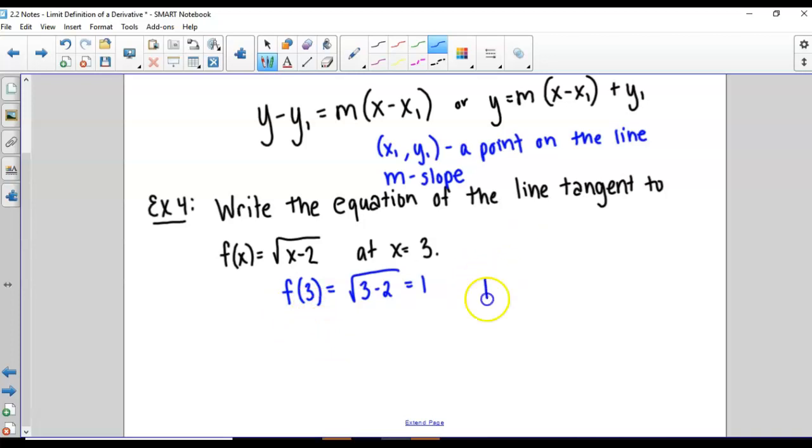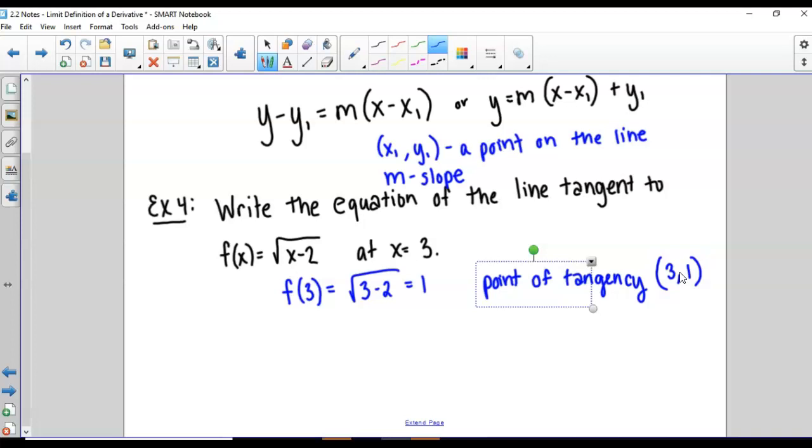And so our point, I'm going to call it the point of tangency, which is just our point on our tangent line there, is at (3, 1). So the point's fairly straightforward to get.